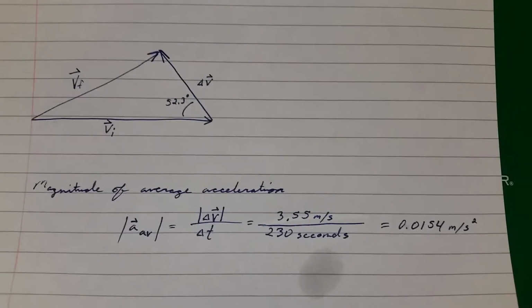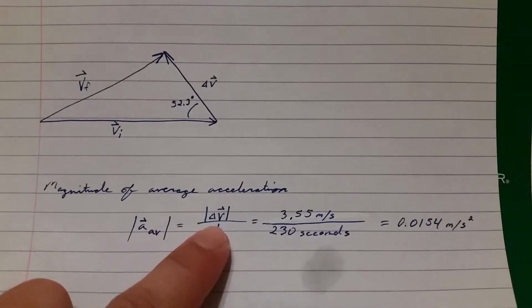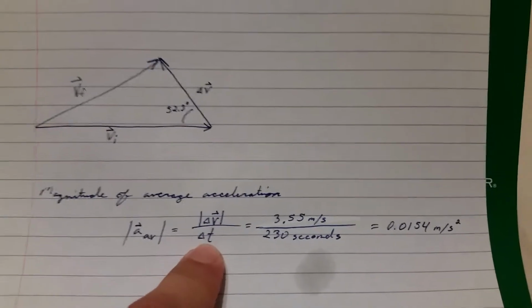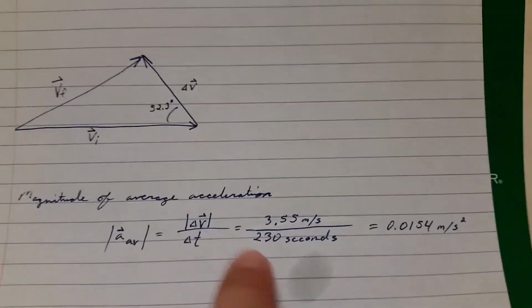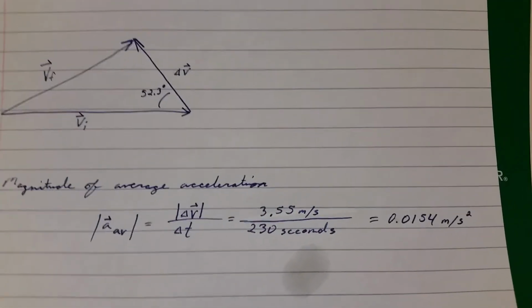And the magnitude of the average acceleration can just be found from what we got for velocity over the change in time, which is 230 seconds. And that's what we get.